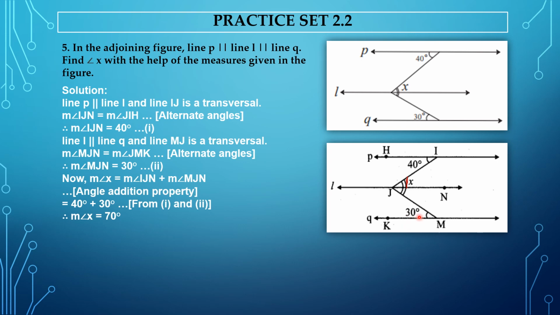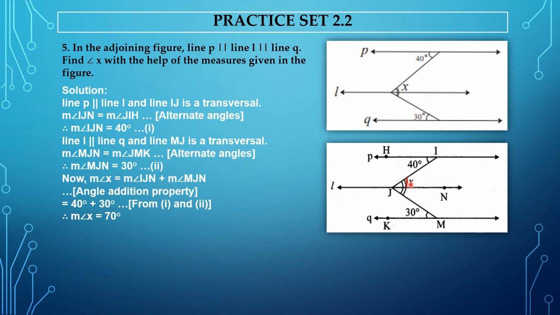Now here it is given that angle JMK measurement is 30. So angle NJM will also be 30 degrees. Are you getting it? Or you can write MJN. Anyway, NJM or MJN, that is 30 degrees.